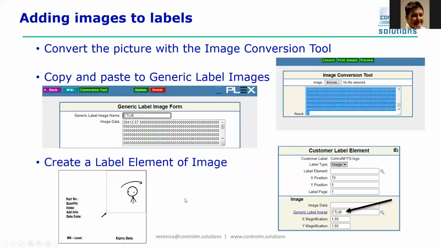Adding images is a multi-step process. If the image is not available, you will need to create it. First, I browsed for the image and I converted it to a numeric code. Then I created a generic label image by copying the results of the conversion. Once I had a generic label image named and saved, I added it to my label as an image. Here you will see I have the converted image on a printed copy of my label. While I use this overhead image, you can add any image you can convert, like a logo.